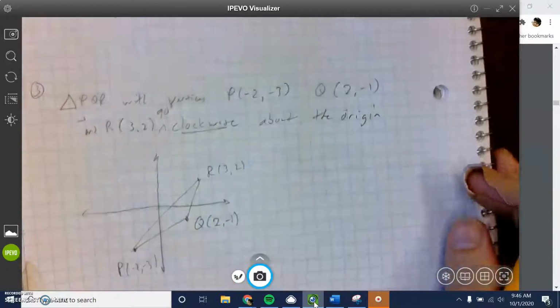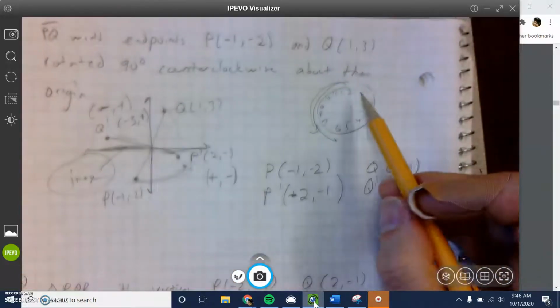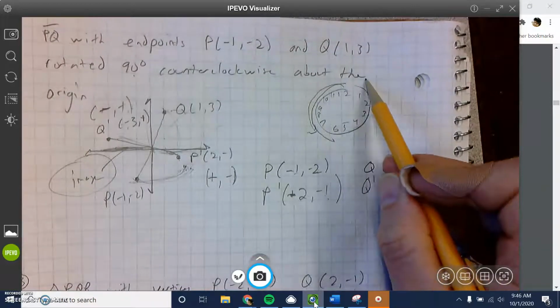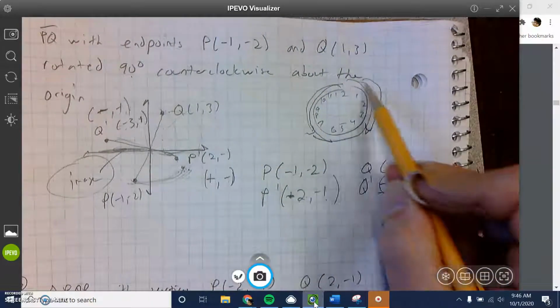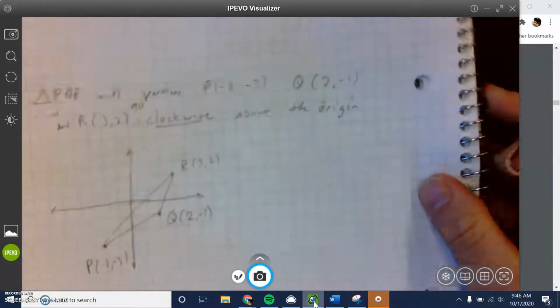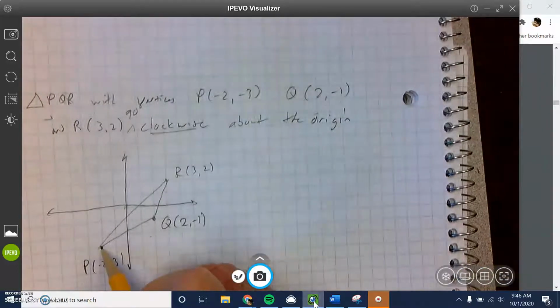So I'm going clockwise now. Let's look at our clock. We have 1, 2, 3, 4, 5, 6. So I'm going to the right. With the numbers is clockwise, going to the right.